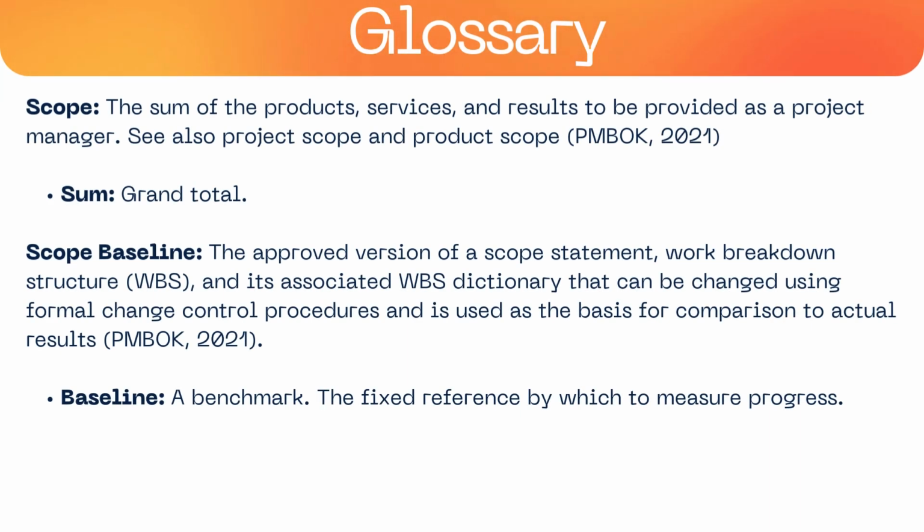Now let us look at the most important definition, which is your scope. That is the sum of products, services, and results to be provided as a project. See also project scope and product scope in your PMBOK. So sum, that is the grand total. So it's the grand total of everything you need to do, your product as well as your services, your intangible deliverable. That is your scope. Everything that you need to do from start to finish.